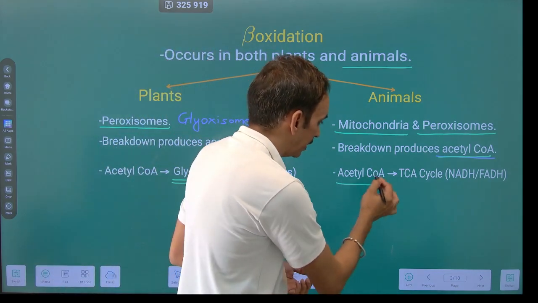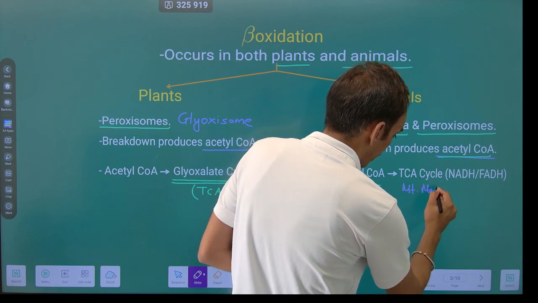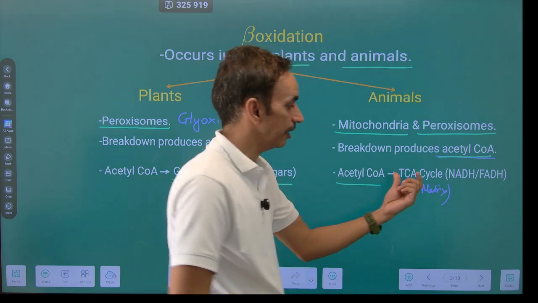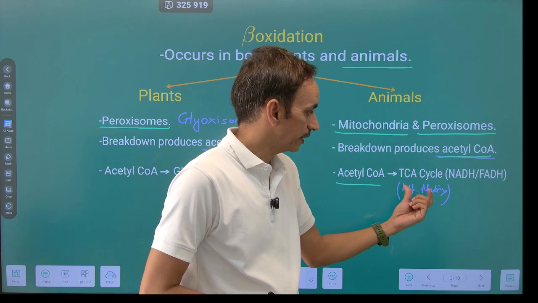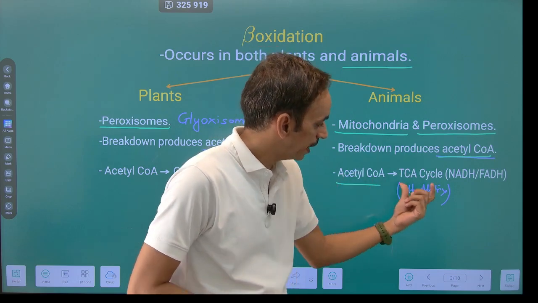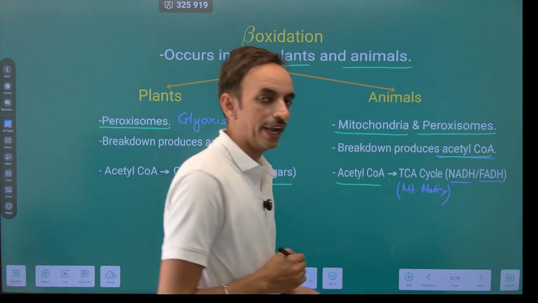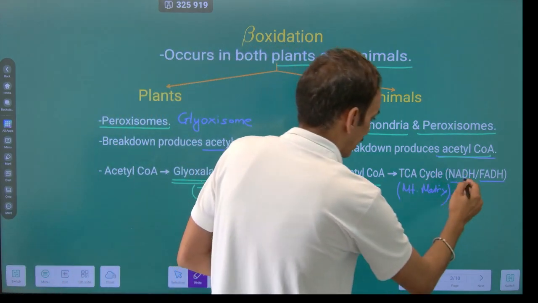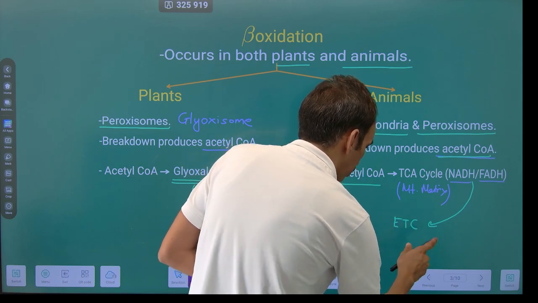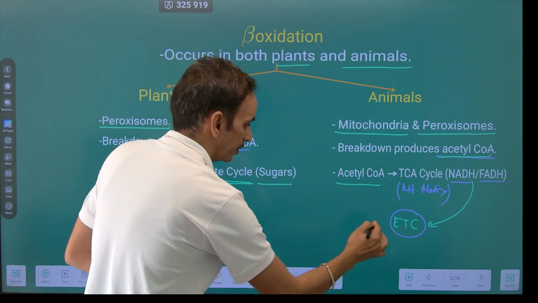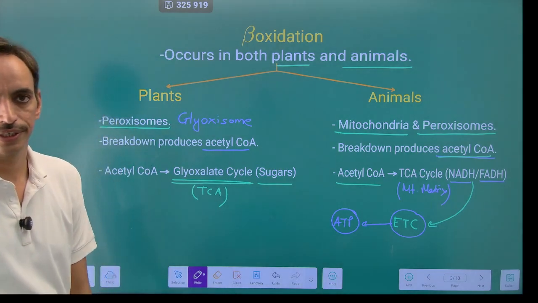So this acetyl coenzyme A, within the mitochondria, enters a cycle in the mitochondrial matrix that is called the TCA cycle or the Krebs cycle. The acetyl coenzyme A can participate in this TCA cycle, leading to the formation of energy in the form of NADH and FADH2. These NADH and FADH2 give their electrons to the electron transport chain, and there is a generation of energy in the form of ATP. That is the energy currency.